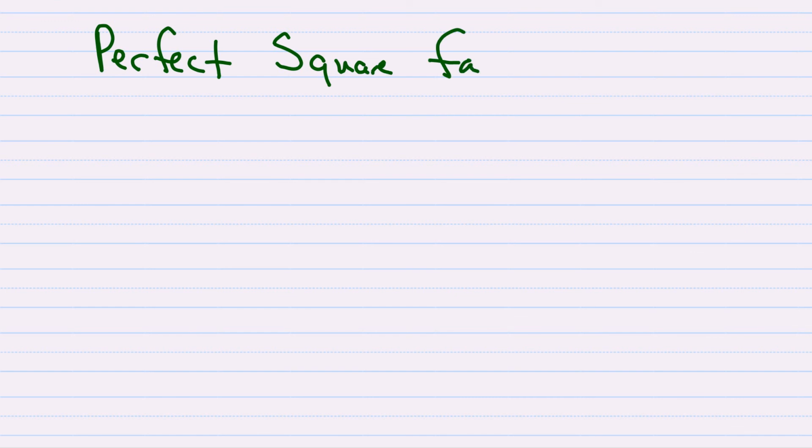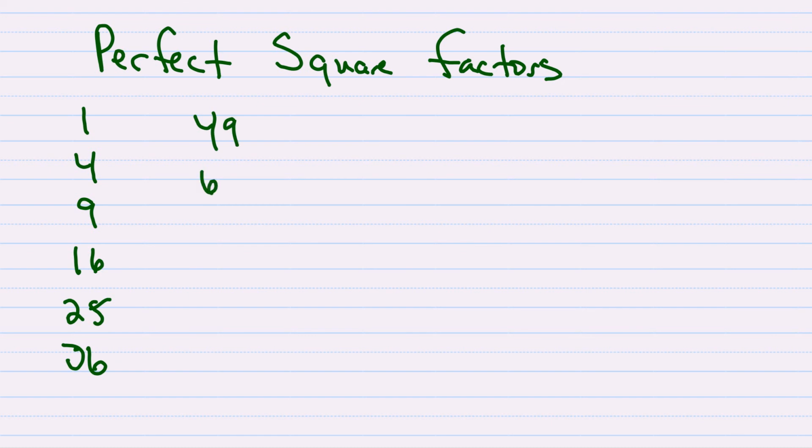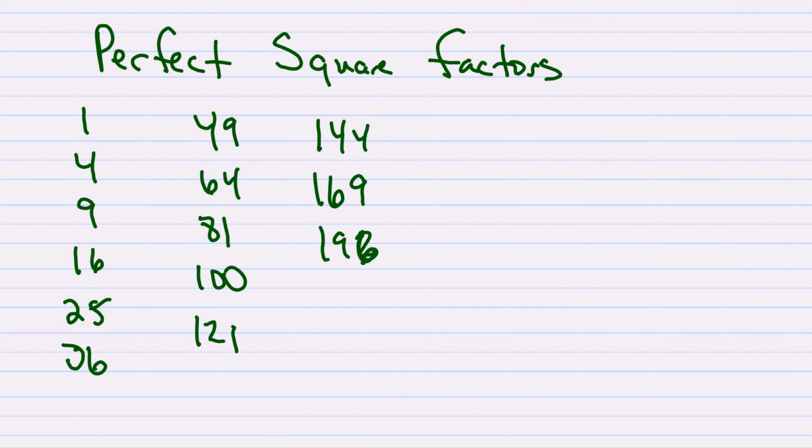So just remember, most of the time, you're always going to look for perfect square factors. So don't forget perfect square factors. The numbers are on the board: 1, 4, 9, 16, 25, 36, 49, 64, 81, 100, 121, 144, 169, 196, 225, and you can keep on going. You could do more if you want more. I always start at the biggest number and then work my way down.